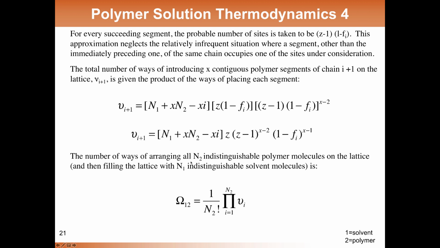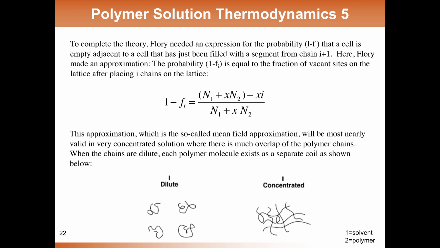The number of ways of arranging all of the polymer molecules, if they're indistinguishable on the lattice, is the product of the number of ways of arranging each of the polymer chains, divided by n factorial, so that we don't treat the polymer chains as distinguishable.